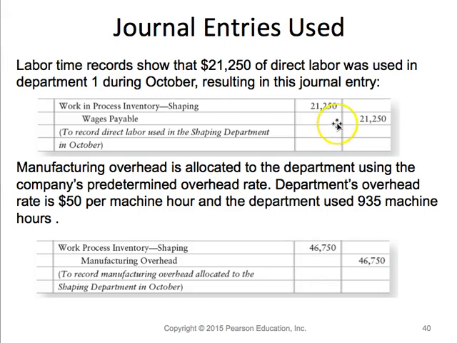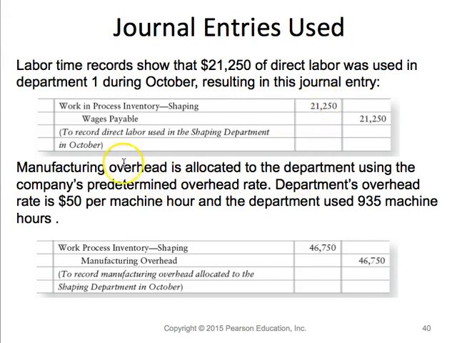And here is a number. This one is given. Labor time records show that $21,250 of direct labor was used. So simply put that down as wages payable because we have not paid yet. So we're going to increase wages payable, so it'll be a credit here. We're going to add this to the cost of inventory, so it'll be $21,250 added to the inventory by debiting that.